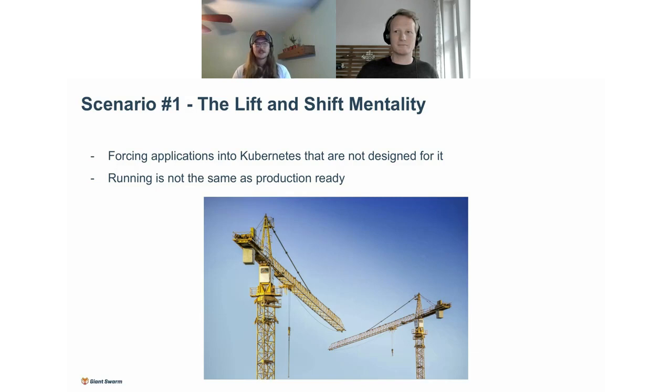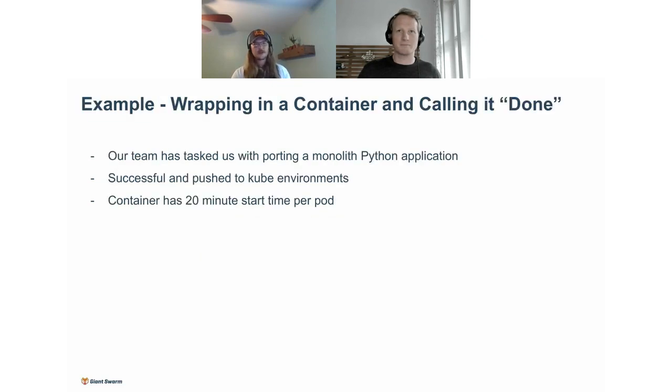The reason being is the second point, and I think this is a really big key, especially for Kubernetes. Running a pod successfully or running a deployment successfully is not the same as production ready. And we'll take a look here at maybe why that is. So just a quick example: our team has tasked us with porting a big monolith Python application. We've wrapped it in a container, we have our big Ubuntu base image, everything's working, we're really happy with it, and we push it to our Kubernetes environments. It's running, it's green, everything works like it's supposed to.